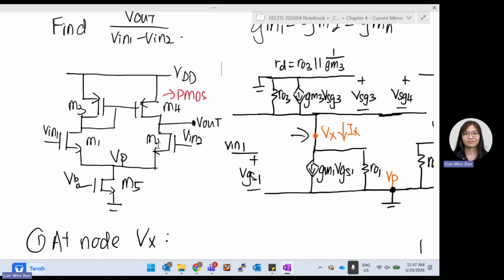That's all for Vx. Now we go to node V out. At this node, remember we said current mirror. So whatever flows at your Vx down at M3, it will flow to your V out node as well. So we can say that the current flowing from Vx over Rd over here will flow directly to this part as well. So we can say that Vx over Rd.